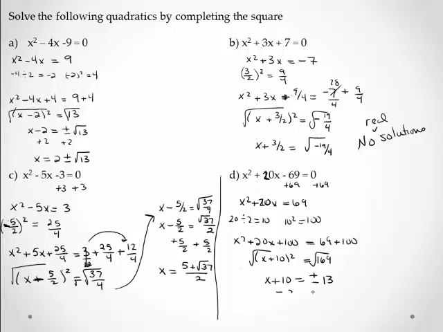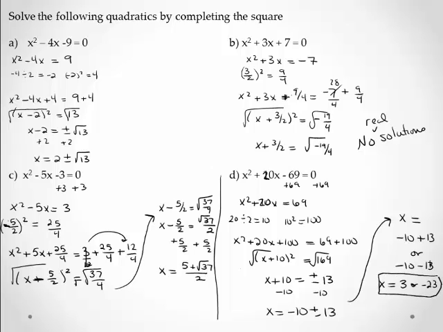When I subtract 10 from both sides, I get x is equal to negative 10 plus or minus 13. That means x is equal to negative 10 plus 13 or negative 10 minus 13. That means x is equal to 3 or negative 23. I'll always get two answers, two solutions in a quadratic, unless I have one solution that repeats. Because remember, the solution is where we cross the x-axis.